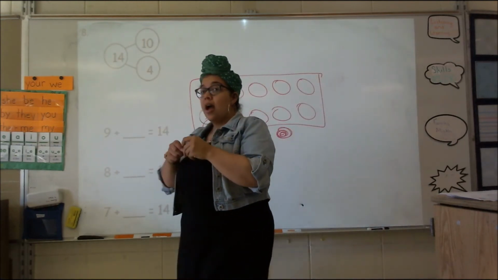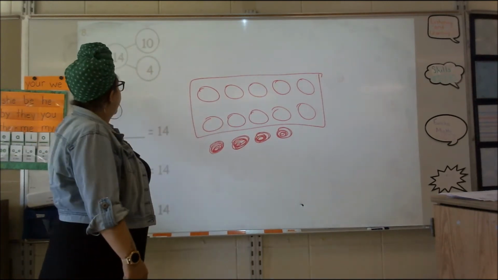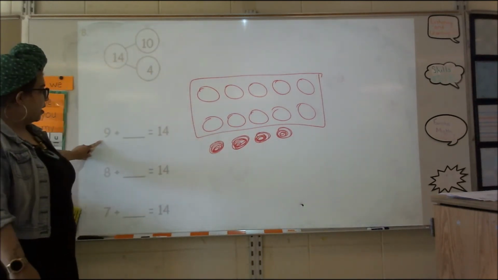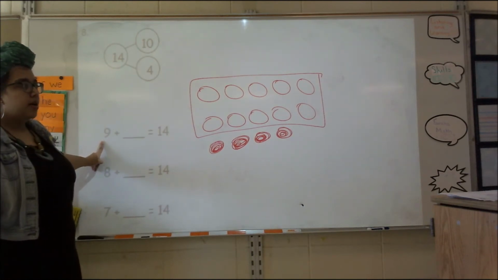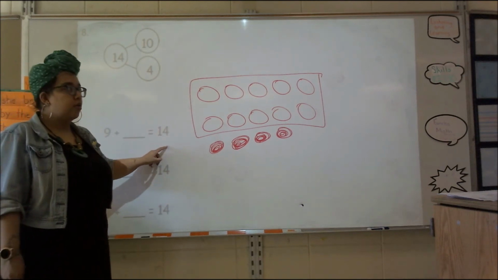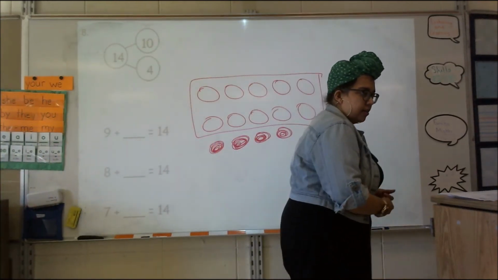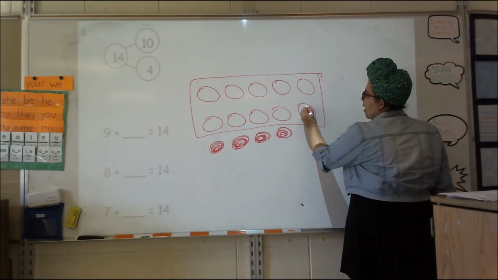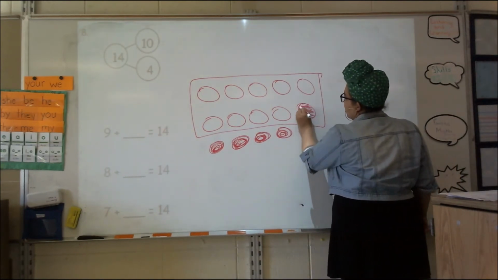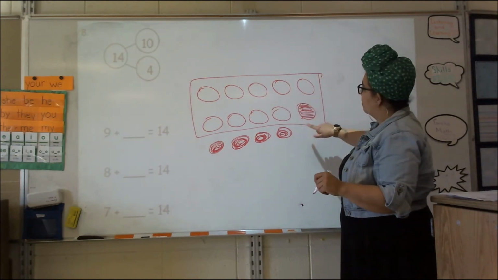10 and 4. I want to rearrange some pieces. Instead of 10 being my first part, I want 9 to be my first part. Well, I still have a whole of 14. I still know my whole is 14, so I can't just get rid of it. I'm moving it to the other pile. So now I have 9 empty circles and how many shaded circles?